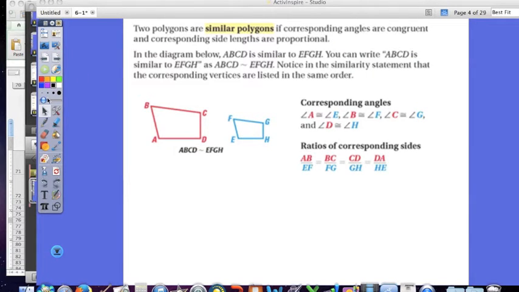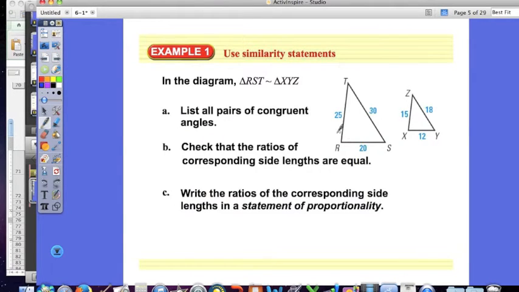Corresponding angles are congruent, and the corresponding side lengths are proportional. So really what we're going to talk about is the same shape, but smaller. So A, B, C, D, and E, F, G, H all have corresponding angles that are congruent. But the ratio of AB to EF is equal to the ratio of BC to FG, CD to GH, and AD or DA to HE. So let's use that information to actually solve some problems.